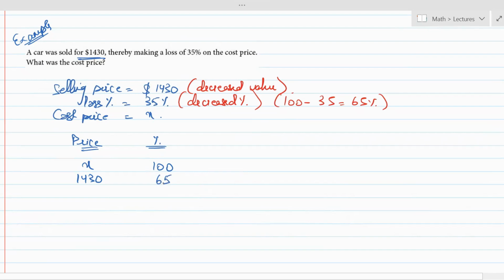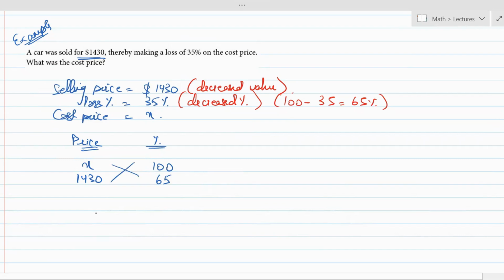Make sure you're not writing this in front of 35, because the loss percent has to be written in front of the loss. We don't have the loss here, we have the selling price here. So the selling price should be written as a decreased value against 100 minus the decreased percentage.